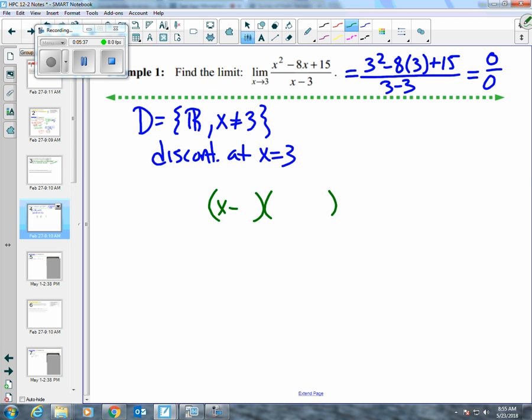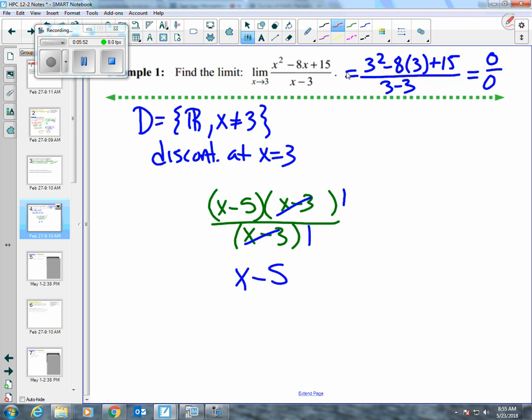So it looks like we have (x minus 5)(x minus 3) over x minus 3, and sure enough, we can simplify that and remove that discontinuity. Now our expression is x minus 5, and I'm going to be able to evaluate that limit. So I can substitute in the value, and it sure looks like it's going towards -2.